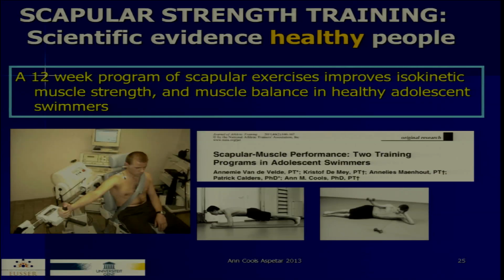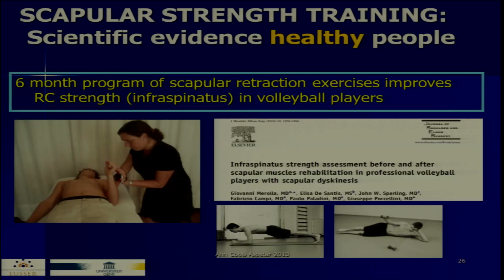So we did a study, first of all, in healthy people. And we found in that study, if you give an exercise program consisting of the trapezius, but also some serratus anterior exercises, to a healthy group of swimmers, and you measure the isokinetic muscle strength into protraction, retraction, there was a significant increase in strength and also in muscle balance and endurance after a 12-week program of scapular exercises. In the meantime, another group from Italy, from Giovanni Merola, did a study in which they looked at the effect of scapular exercises on the muscle strength of the rotator cuff, and they measured isometric strength of the external rotators.